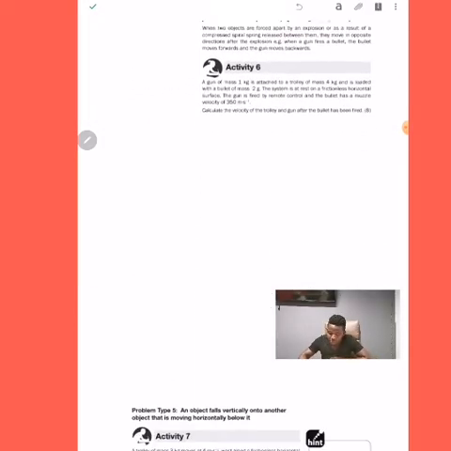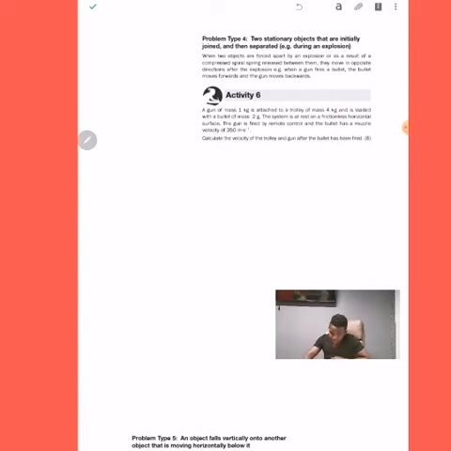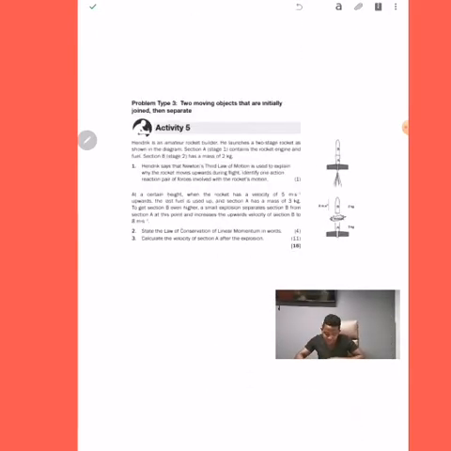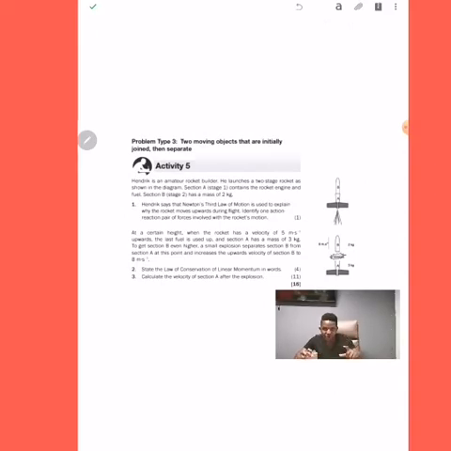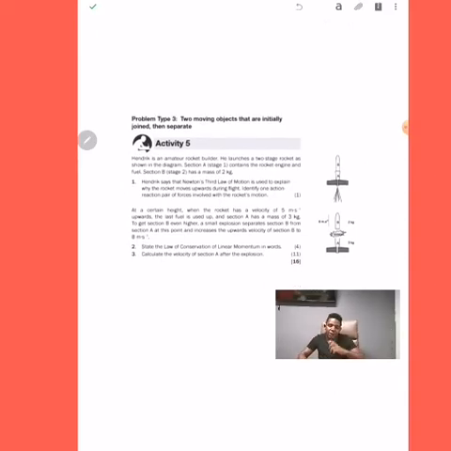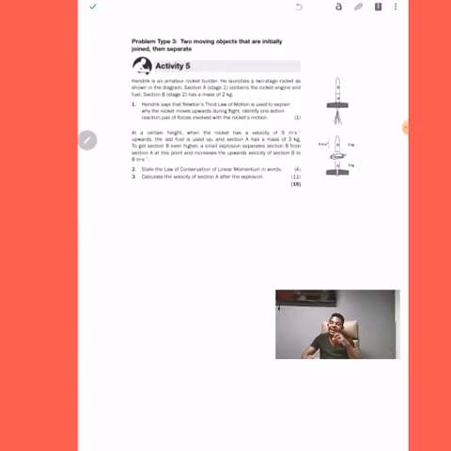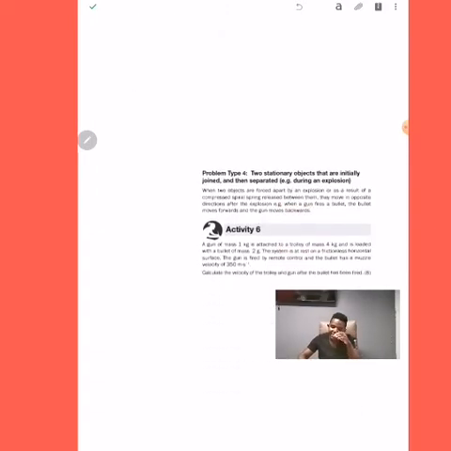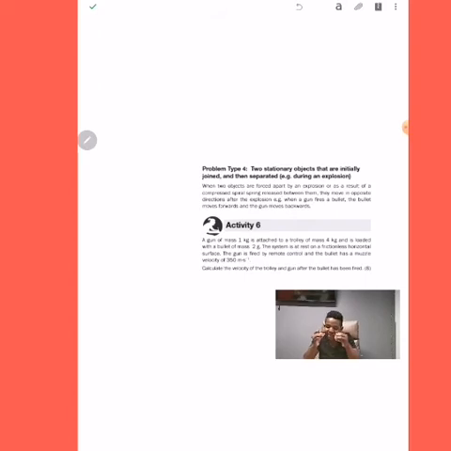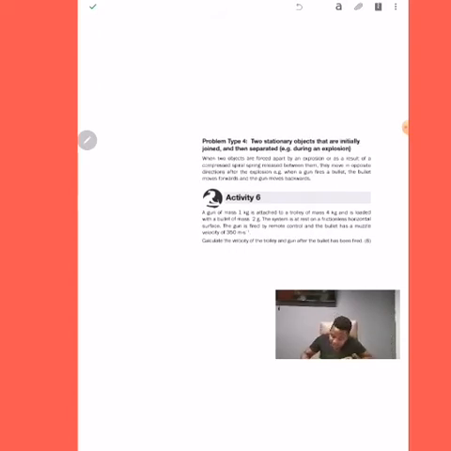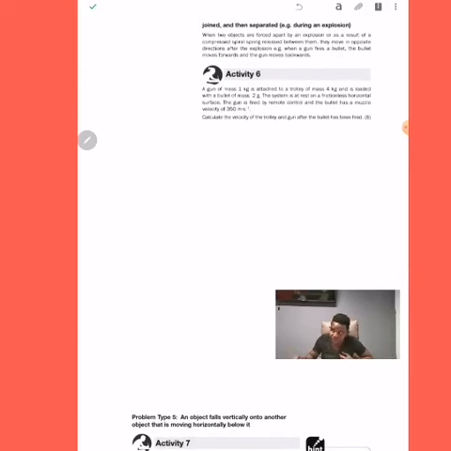So let us quickly move on to problem type number 4. Problem type number 4 states that two stationary objects are initially joined, they then separate. Here we had two moving objects that are initially joined, they were then separated. So what is the difference here? These two objects were moving here, but here it is given that they are stationary. So let us be careful of that fact.